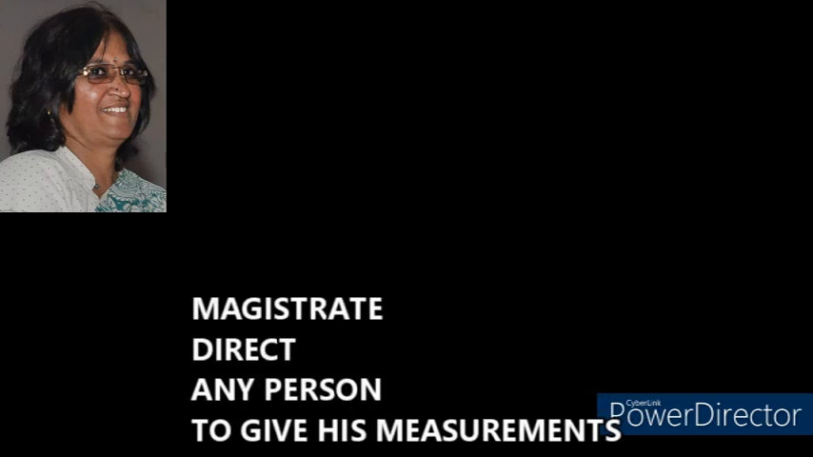Section 5, power of magistrate to direct a person to give measurements. When the magistrate is satisfied that for the purpose of any investigation or proceeding under CRPC or any other law for the time being in force, it is expedient to direct any person to give measurements under this act, the magistrate may make an order to that effect, and in that case the person to whom the order relates shall allow the measurements to be taken in conformity with such directions.